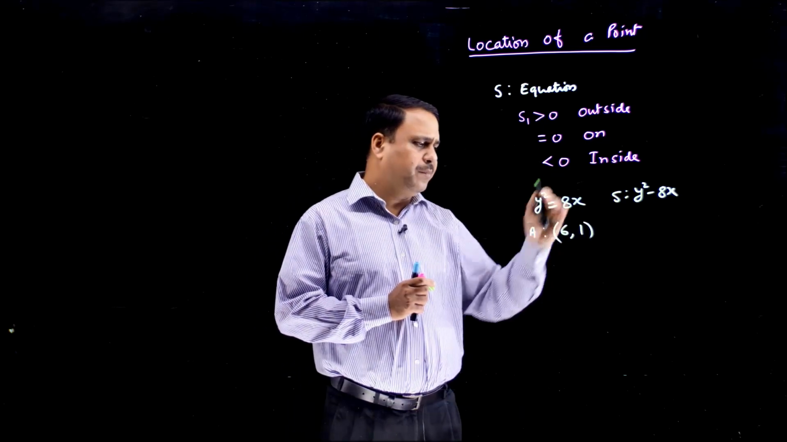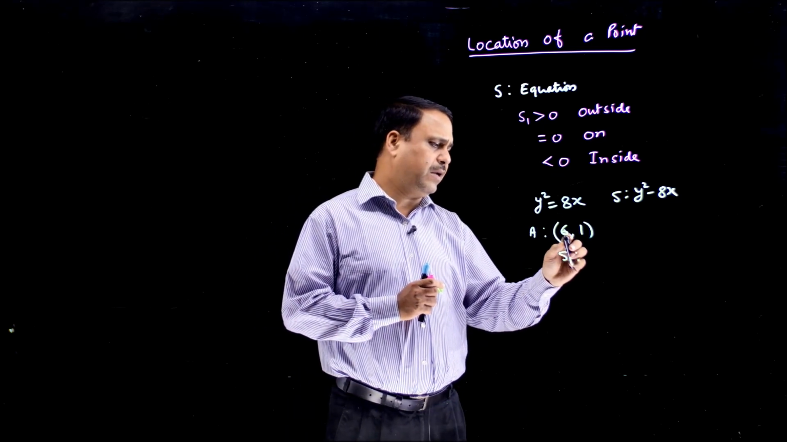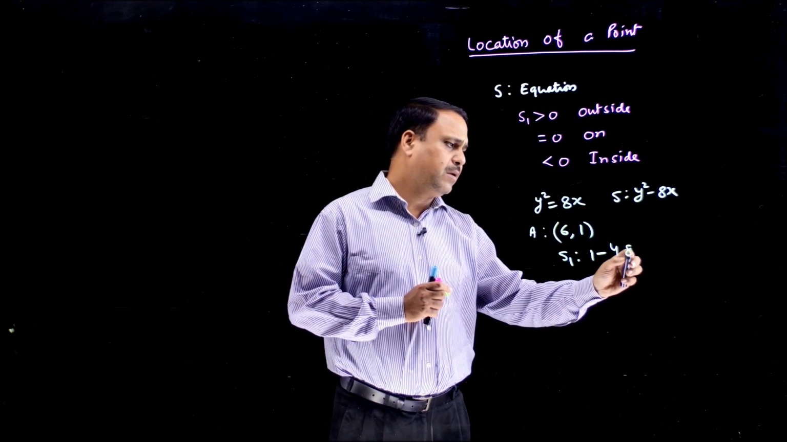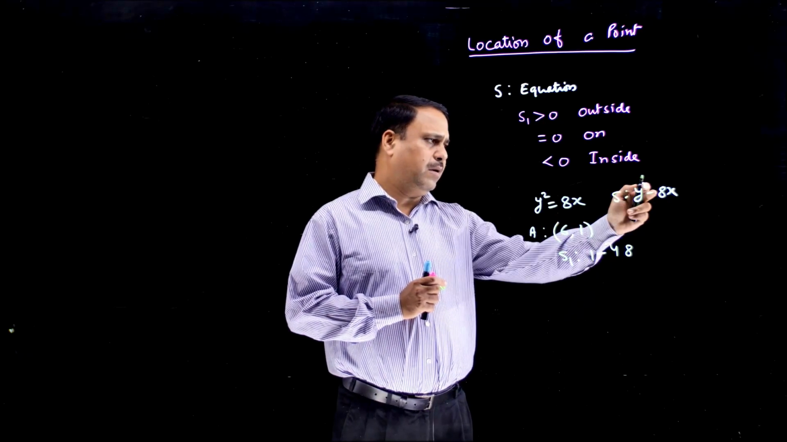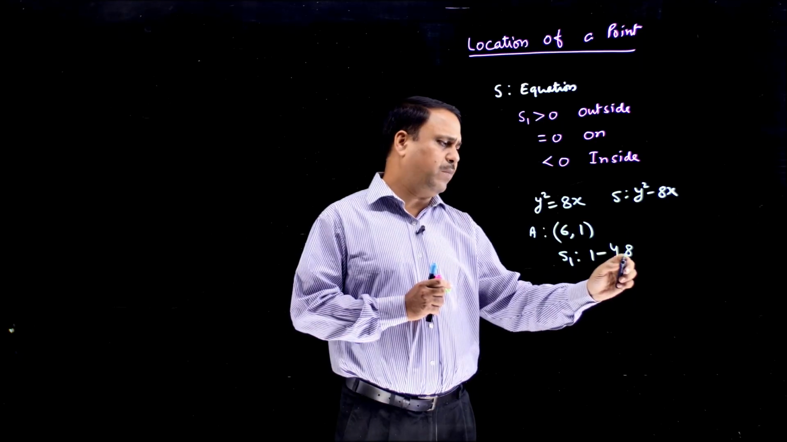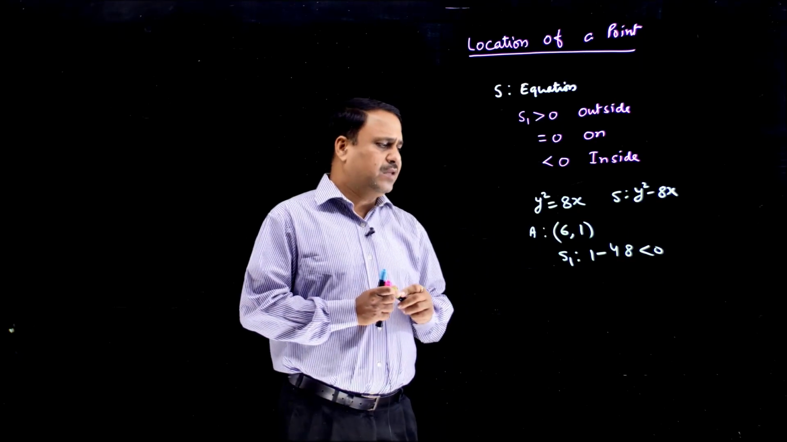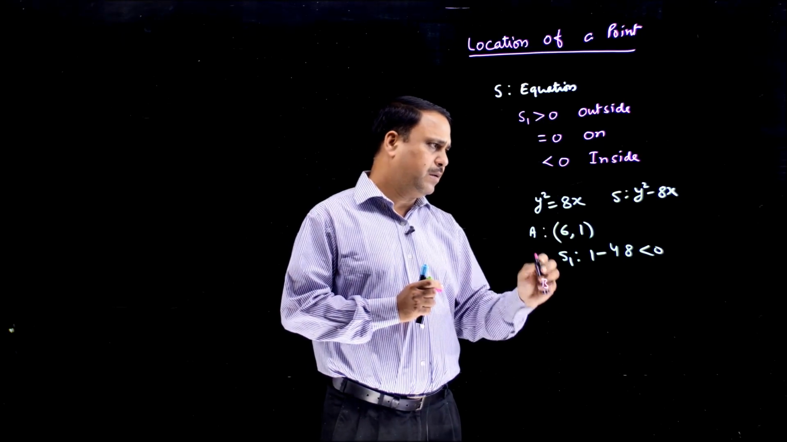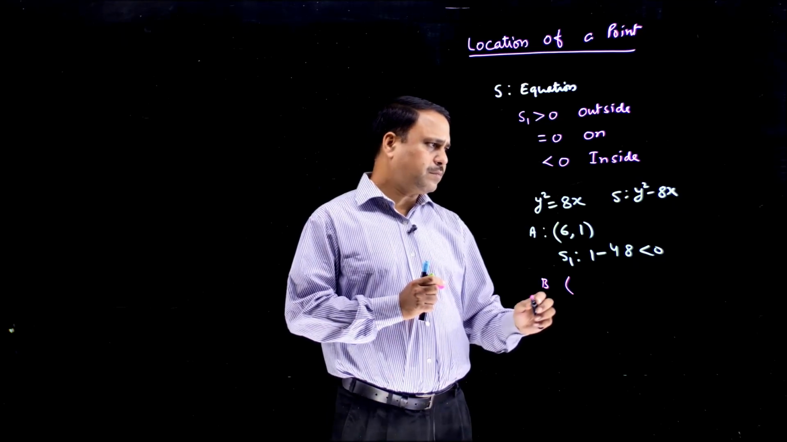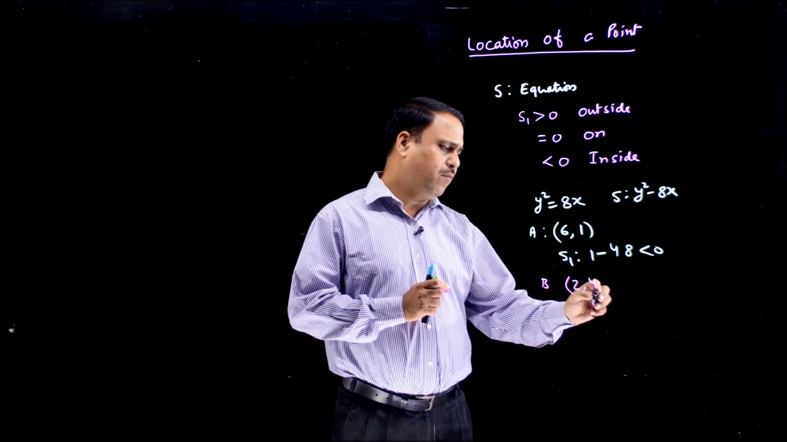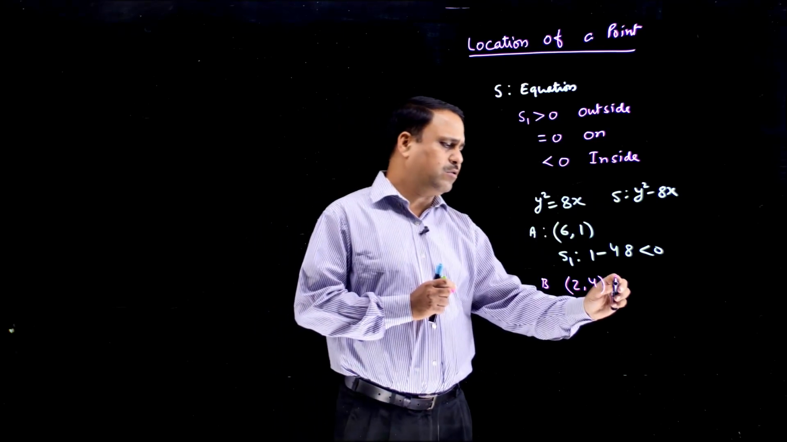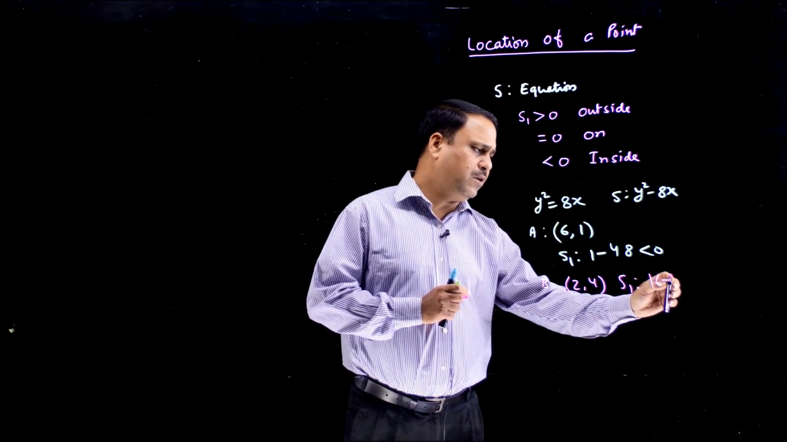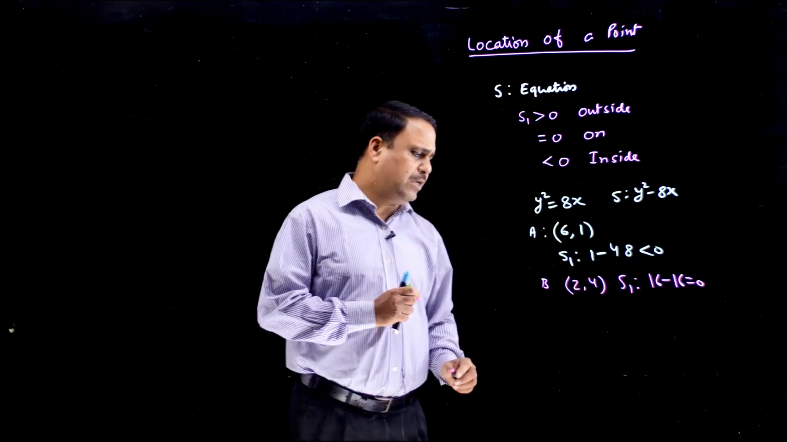So the moment I put it in, S1 in this case, x is 6, y is 1. So 1 minus 6 into 8, 48, which is minus 47, less than 0. That means this point must lie inside the curve. Another point B, for example, (2, 4). First I have to check whether it is satisfied or not. S1 in this case will be y equal to 4, 4 square 16, minus 8 into 2, 16, is equal to 0. So this point lies on the curve.